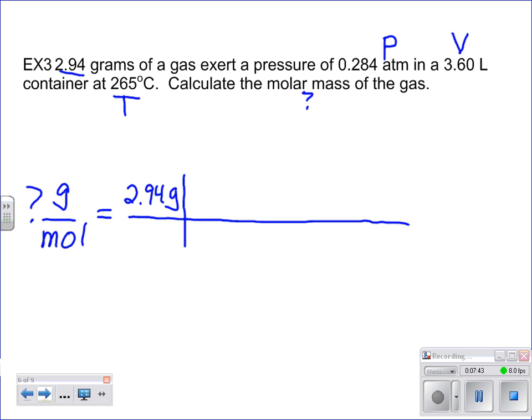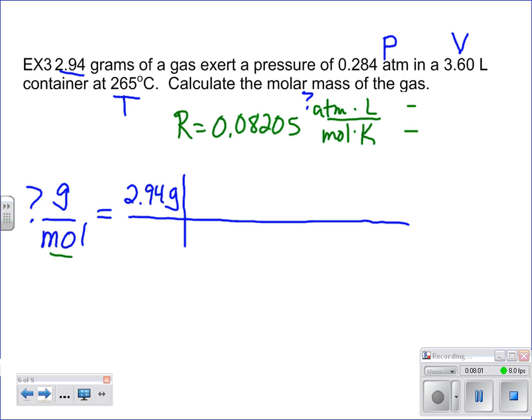So we remember that our gas constant, R, is 0.08205 atmospheres liters over mole Kelvin. So in this case, I want moles in the denominator. So should I keep my gas constant as is, or should I flip it? As is, because moles is in the denominator, so it's perfect the way it is. So 0.08205 atmospheres liters over mole Kelvin.